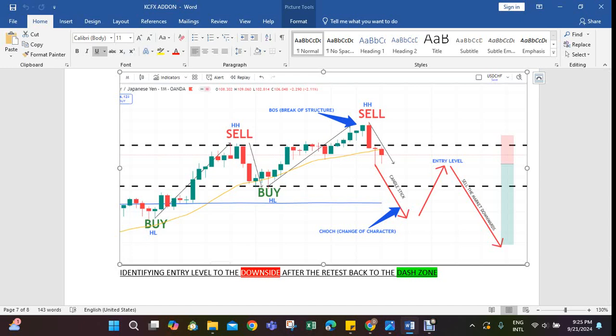If you see everything, the requirements, the BOS and change of character giving us what we want, it goes up and comes back to retest that zone. We have an entry and need a bullish candle, because that's a downtrend and we need a bullish candle to go up. So if you're having a downtrend, you're looking to buy the market. If you're having an uptrend, you're looking to sell the market. That's just it, and that's all we need to know.